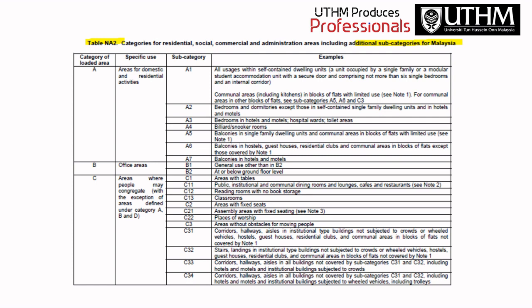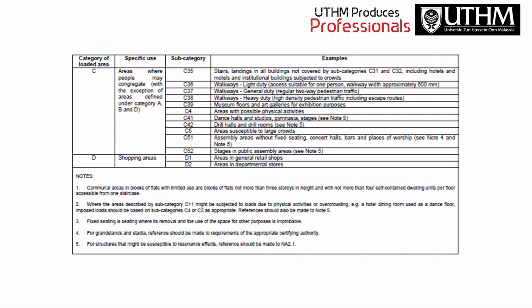So you will have to design the building according to the specific use. How are you going to decide the variable action on the slab? You need to categorize first. First you have A, which is the area for domestic and residential activities, and B for office areas. C is for areas where people may congregate, with the exception of areas defined under categories A, B, and D. Under category C the subcategories are different, and you can read through all these examples in the table. D is the shopping areas, so when you design a shopping center you need to use this. And if you design a domestic area, you need to go to category A. So you can go through the table and read through the subcategories one by one.